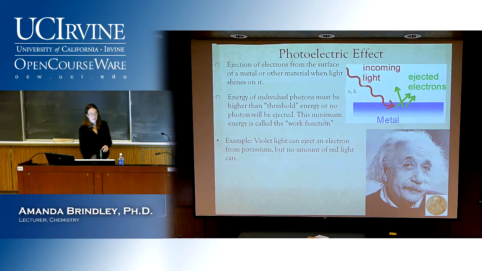We call that minimum energy the work function. For example, violet light can eject an electron from potassium, but if you shine red light on it, remember our little comic with Foxtrot, we know that blue and violet are higher energy than red. Violet light can eject an electron from potassium, but it doesn't matter how much red light, you're never going to get any. If you shine a little bit of violet light on potassium metal, you'll get a little bit of electrons. If you shine a bright violet light on it, meaning more intense, you're going to get tons of electrons. If you shine the brightest red light you could possibly find on that potassium metal, you're still not going to get any electrons.